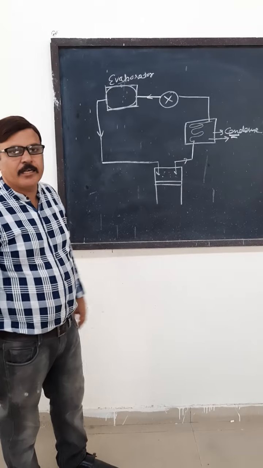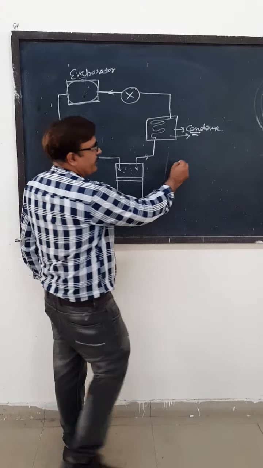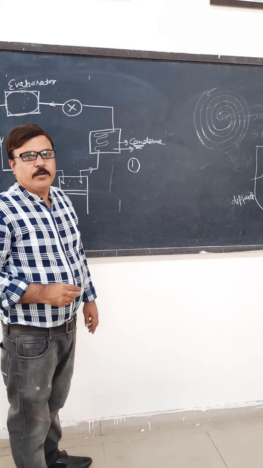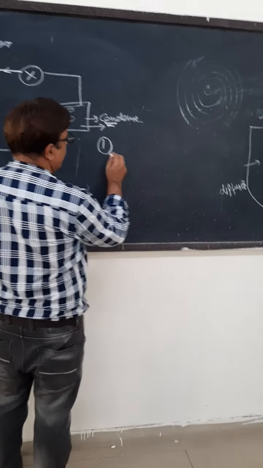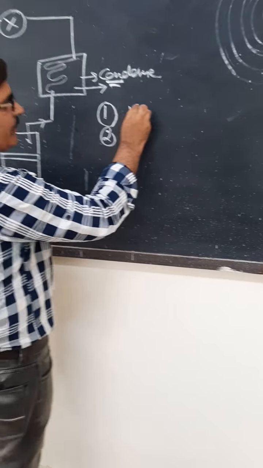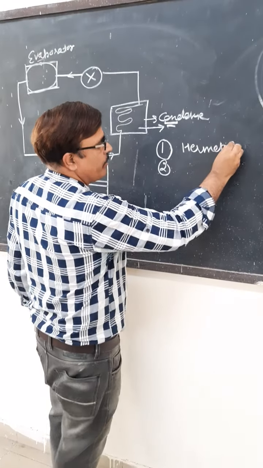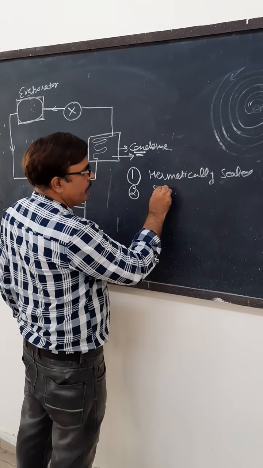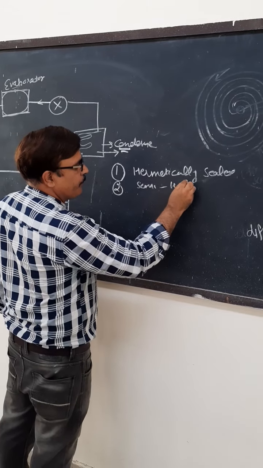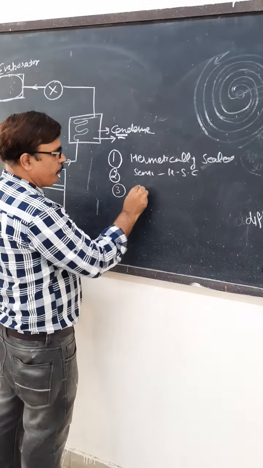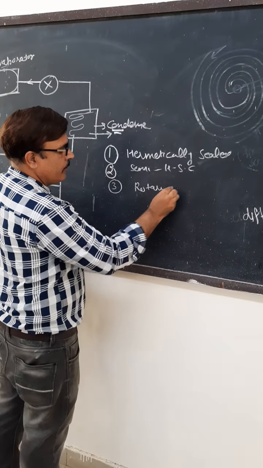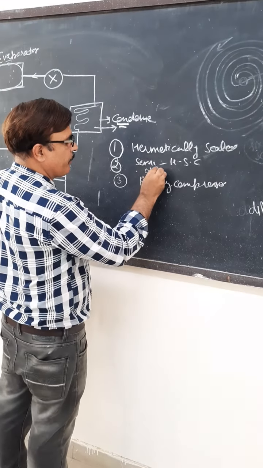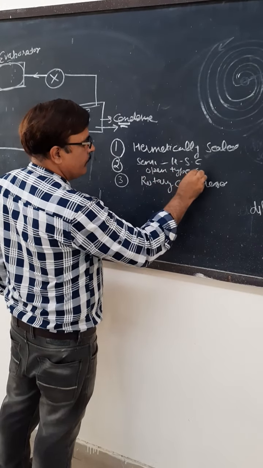So in our very first practical, I am going to explain the different compressors which are used in our refrigeration and air conditioning cycle. Number one, we have the hermetically sealed type compressor. Number two, we have the semi-hermetically sealed type compressor. Number three, we have the open type compressor.